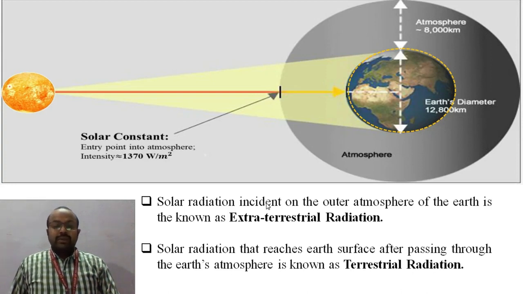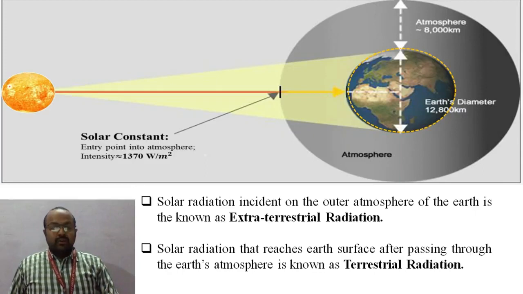Basically, solar radiation incident on the outer atmosphere of the Earth is known as extraterrestrial radiation. And the radiation that reaches the Earth's surface after passing through the Earth's atmosphere is called terrestrial radiation. So basically we have 2 types of radiation at the atmosphere level: at the outer level, the radiation is extraterrestrial, and when it passes through the atmospheric level and comes to the Earth's surface, that is called terrestrial radiation.